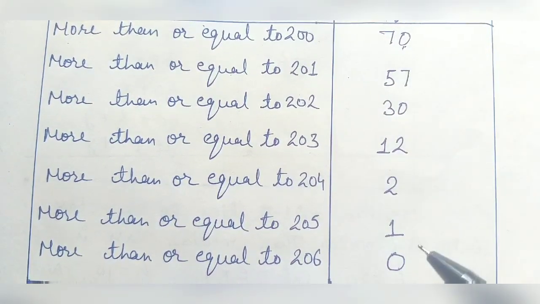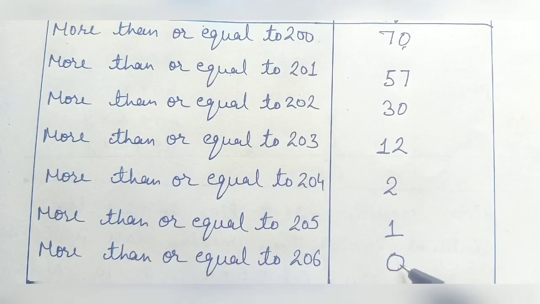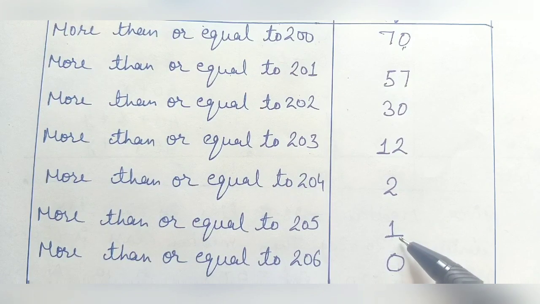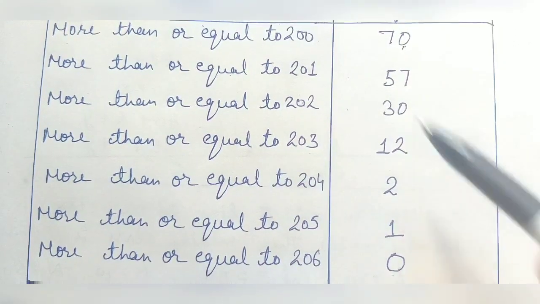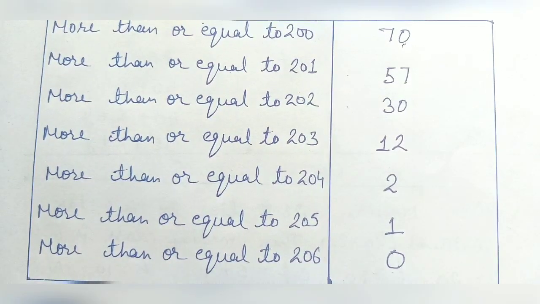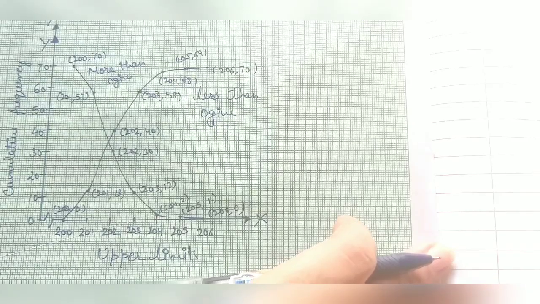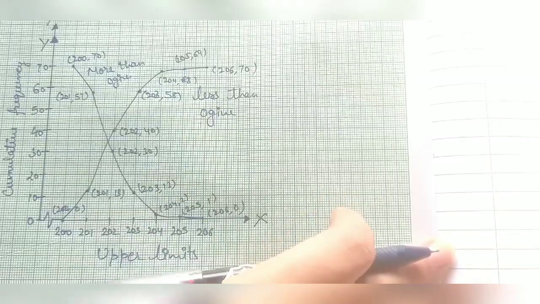So basically we have started from the last interval or last point. We write the first term as 0, then the first frequency as it is, then add in the upward direction, and we get the more than type table. Now we will solve it on the graph. Now we draw the less than type and more than type ogive in the graph.